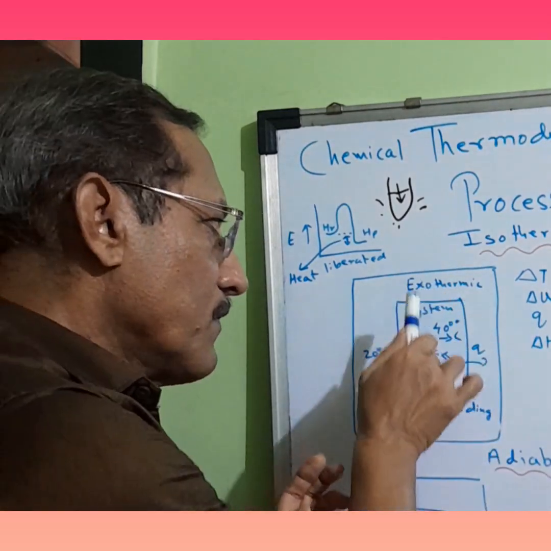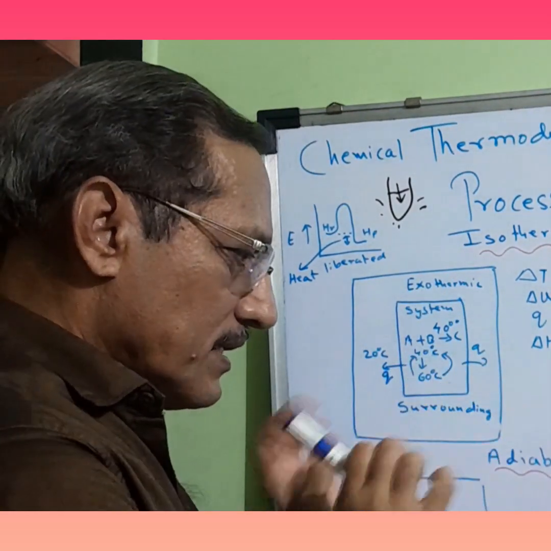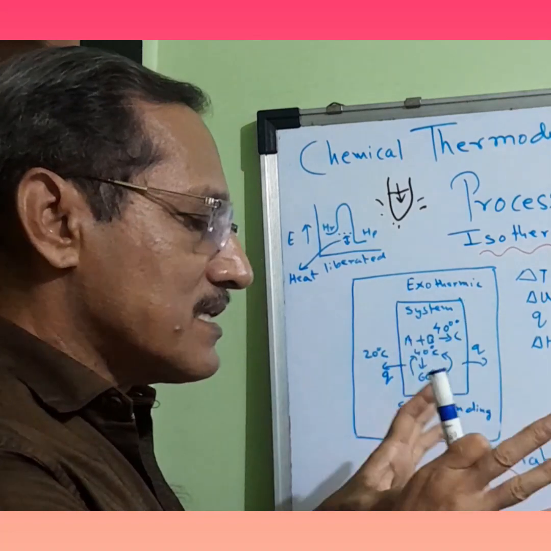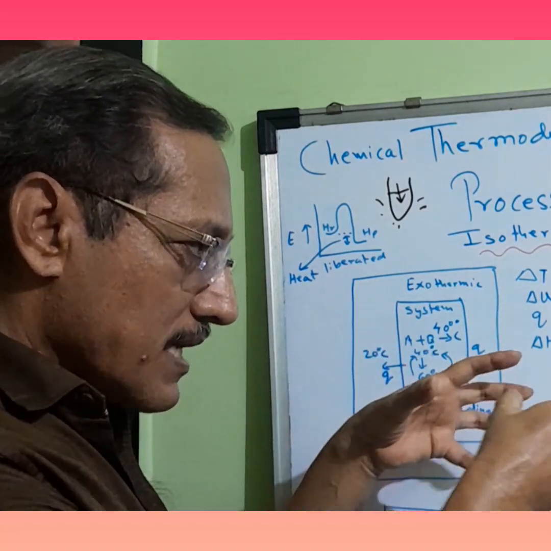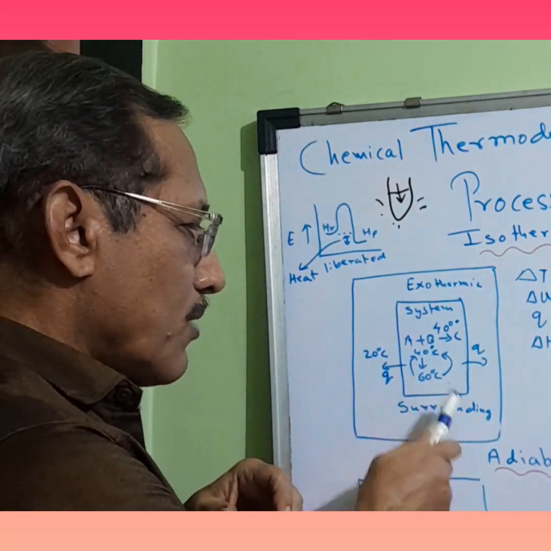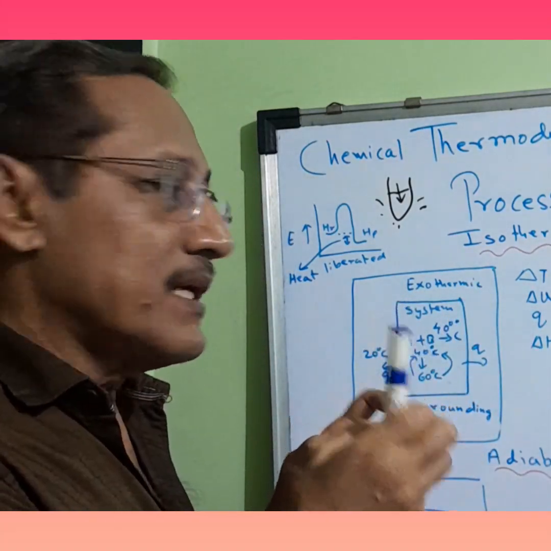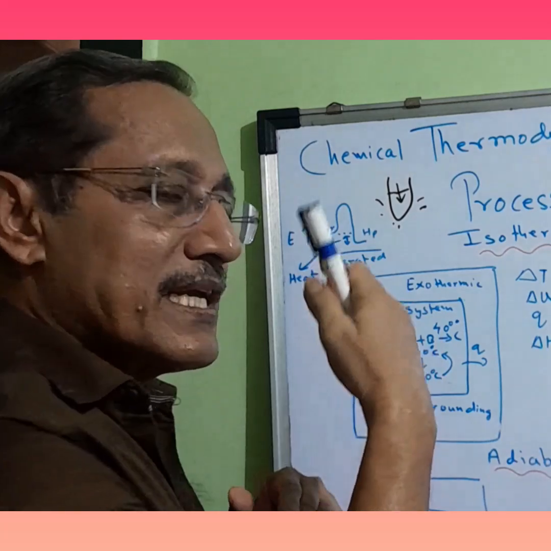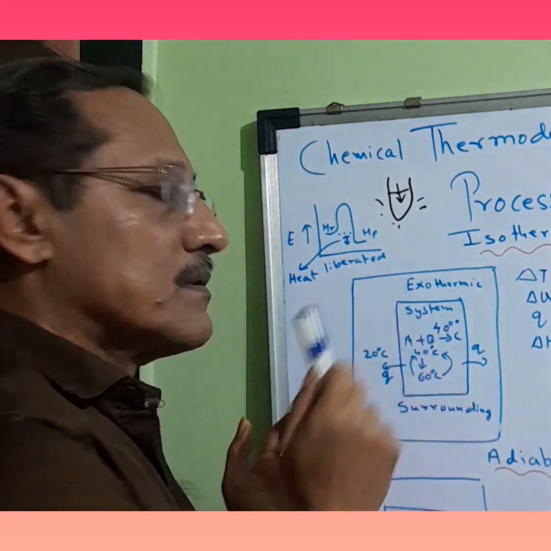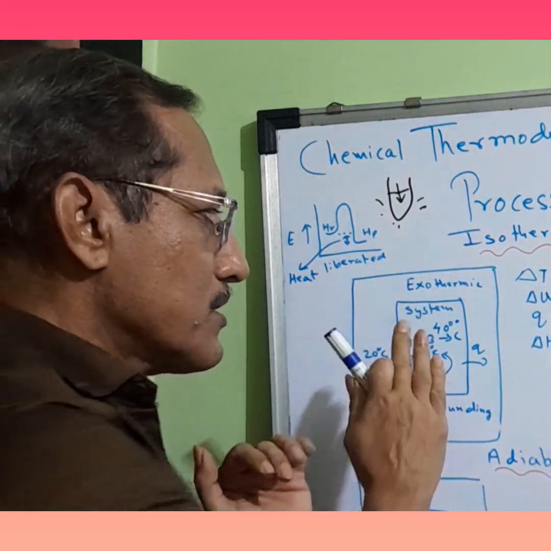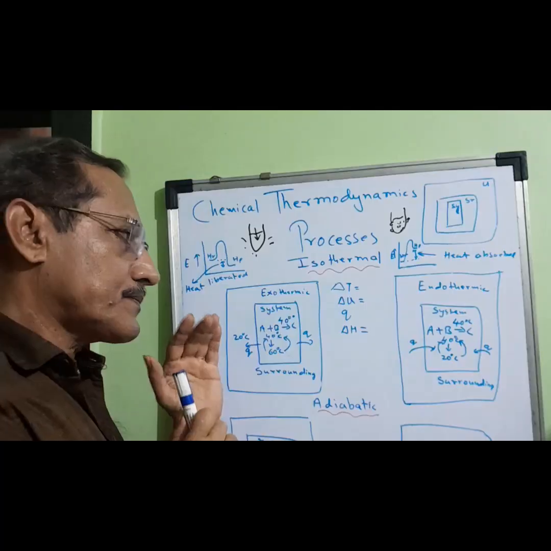So in spite of the reaction being exothermic, in spite of the reaction giving out heat, that heat is absorbed by surrounding, since surrounding is there. It's absorbed by surrounding and the temperature is again retained back to 40 degrees Celsius. Understood this part? Exothermic?